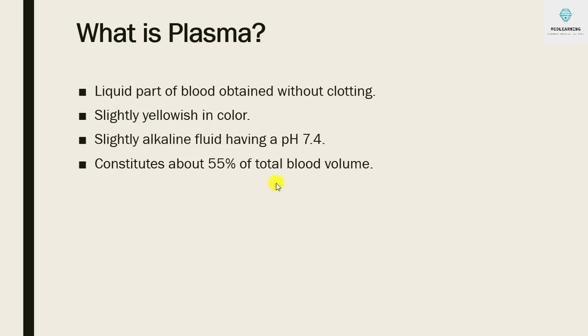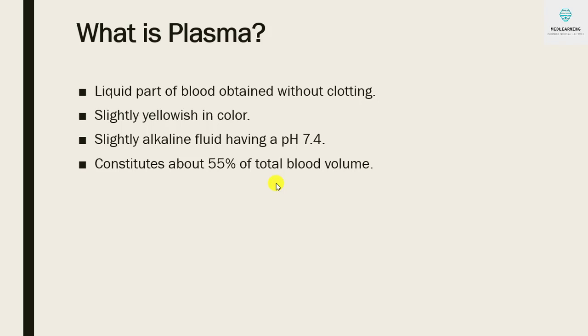Plasma is the liquid portion, and mind that if we separate plasma from the solid portion of blood, then it does not clot. This plasma portion does not clot, while the other portion of the blood, the red blood cells and these portions, make the blood clot. If you can understand that, plasma is the liquid portion which does not clot, and the other portions clot.